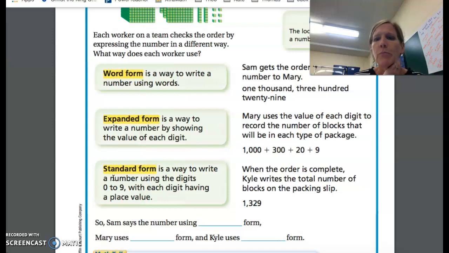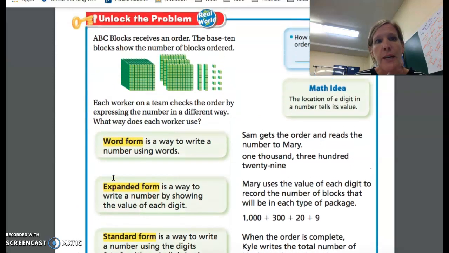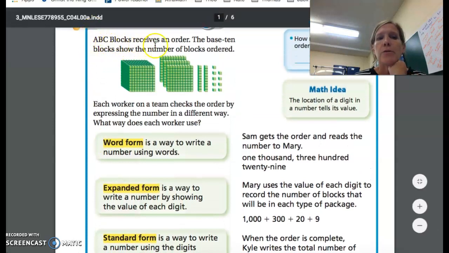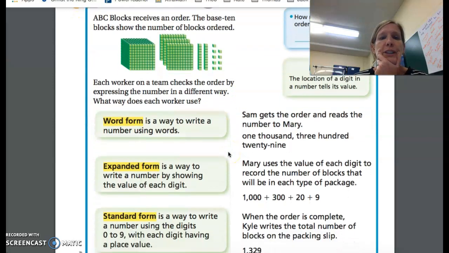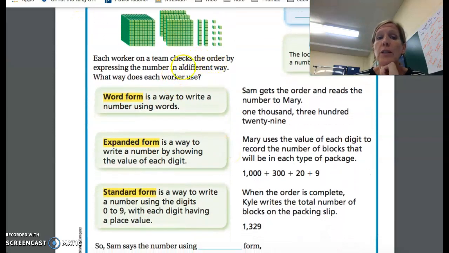Okay? So let's just quickly look this over. The problem says ABC blocks receives an order. The base 10 blocks show the number of blocks ordered. What number is this? Can you write it over here in the blue box? If we have 1 crate, 6 boxes, 2 stacks, and 9 single blocks, the number would be 1,329. So we should write over here 1,329.